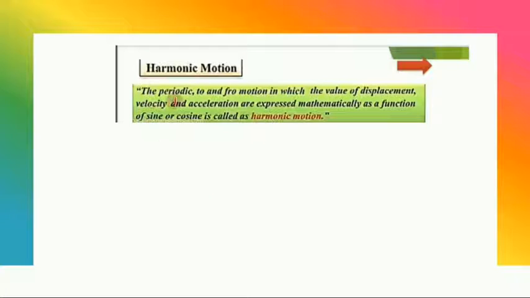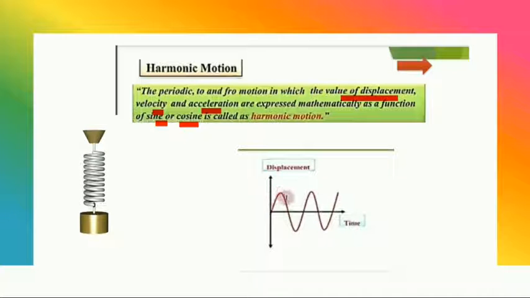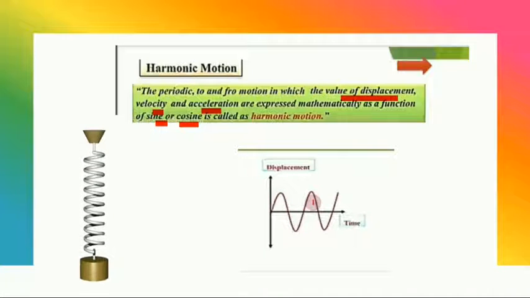Students, the periodic to and fro motion in which the values of displacement, velocity and acceleration are expressed mathematically as a function of sine or cosine is called harmonic motion. Therefore, any periodic motion which can be expressed in a sine or cosine function, like in this waveform, is called harmonic motion.